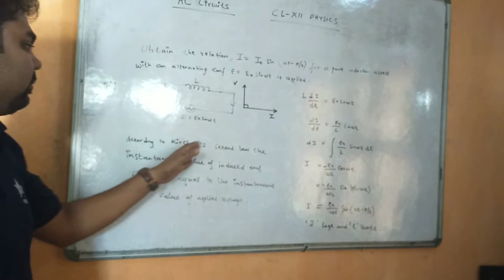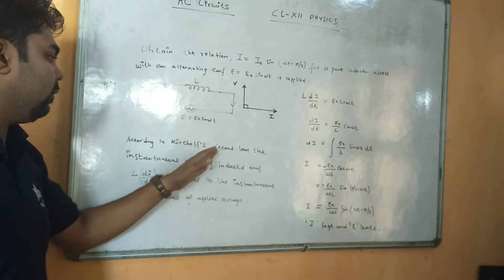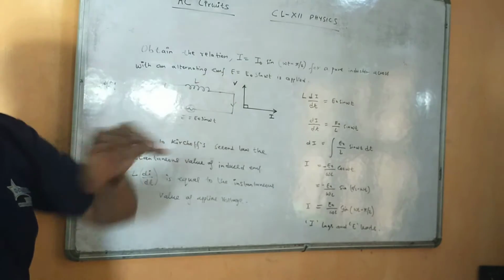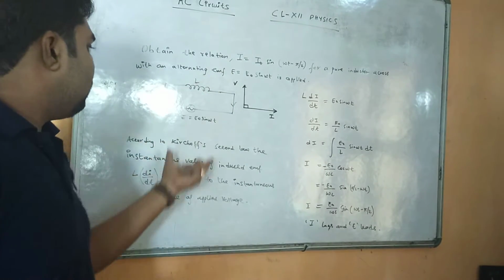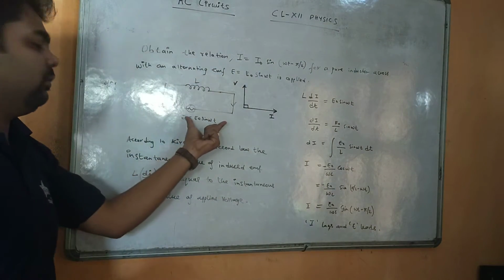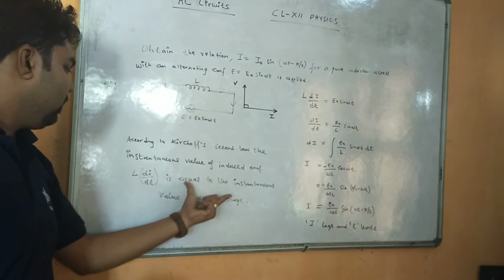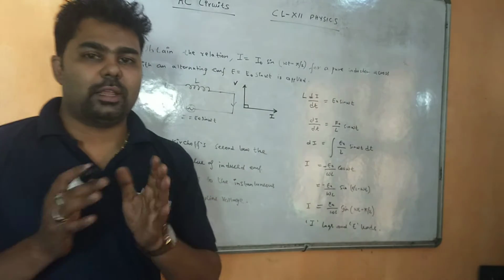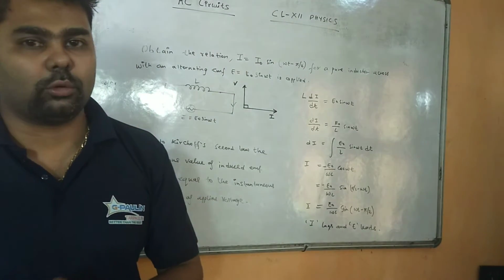So according to Kirchhoff's second law, the instantaneous value of induced EMF, that means the EMF which is induced here, that means the back EMF, is equal to the instantaneous value of the applied voltage, right? Which is given by L di by dt. So this was the self-induction which is taking place across the coil.